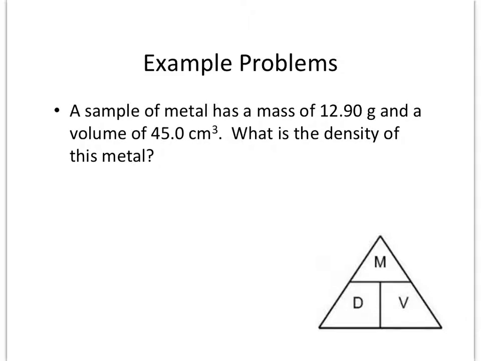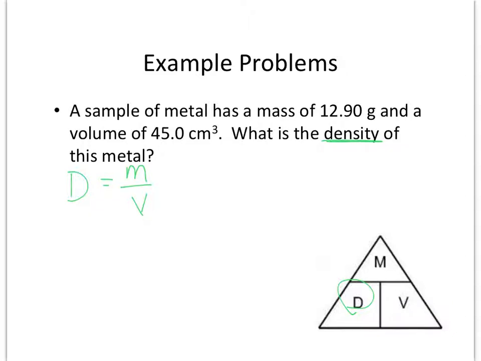Okay, so let's do some example problems. A sample of metal has a mass of 12.90 grams and a volume of 45.0 cubic centimeters. What is the density of this metal? So we're thinking density equals mass divided by volume, and I can simply cover up that D, and it tells me to do M divided by V.